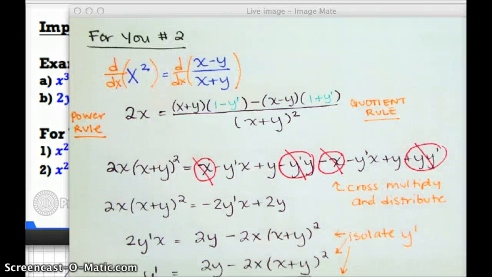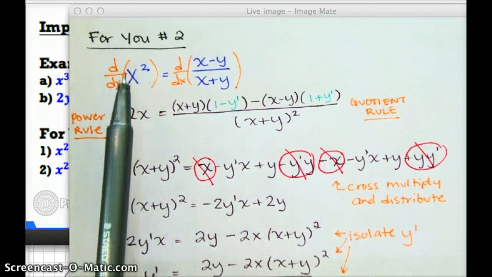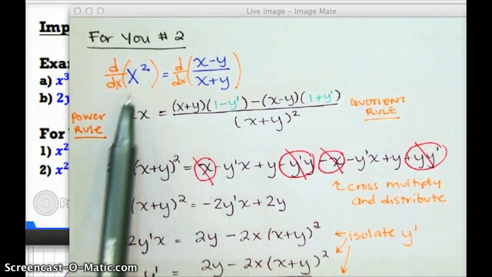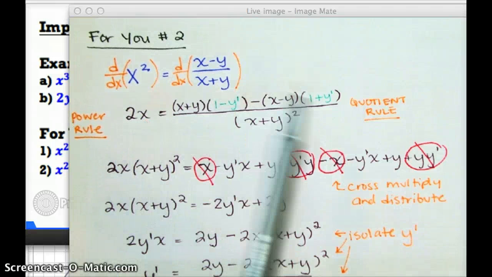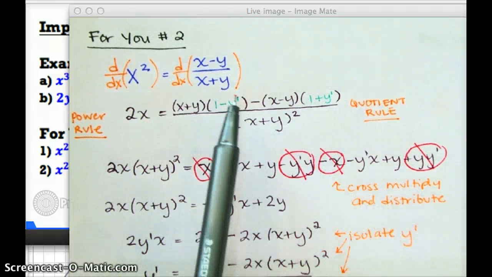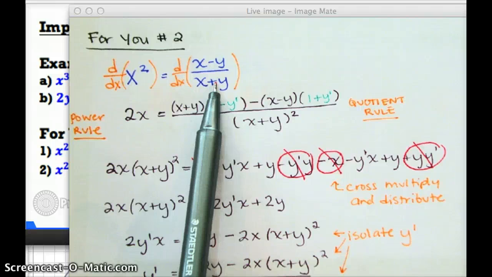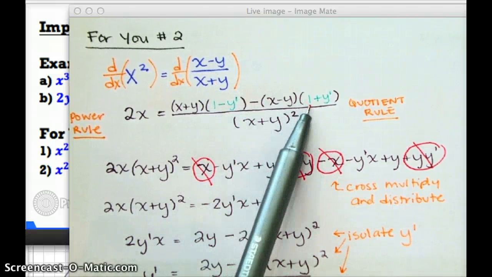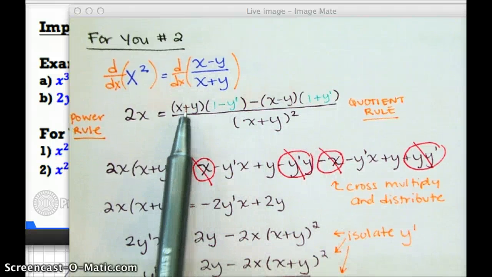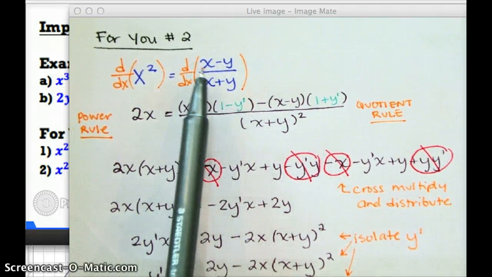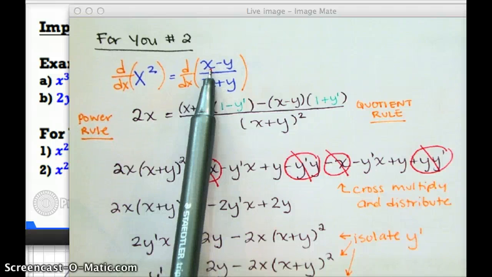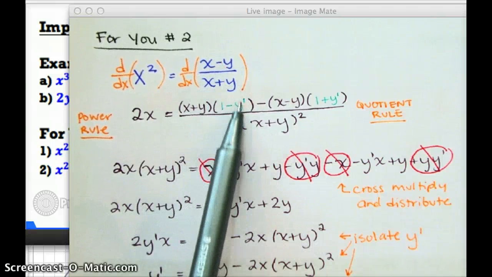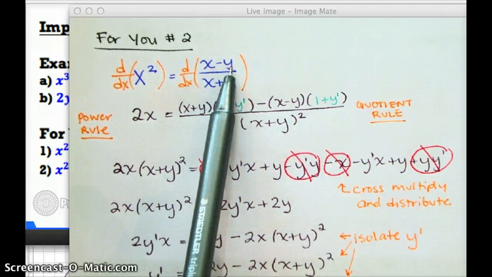So number two is a little bit messy, so let me run through the steps. We start by taking the derivative of both sides. On this side, that just means taking a power rule, but on this side, we have to use quotient rule. My u and v are clearly defined. I have v squared on the bottom, and then I just used green to show you the derivatives. So this is v du, so the derivative of x minus y is just 1 minus y prime, because x is a variable, but y is a function.